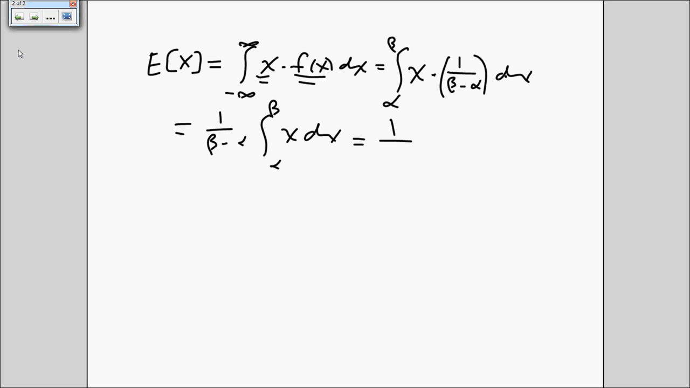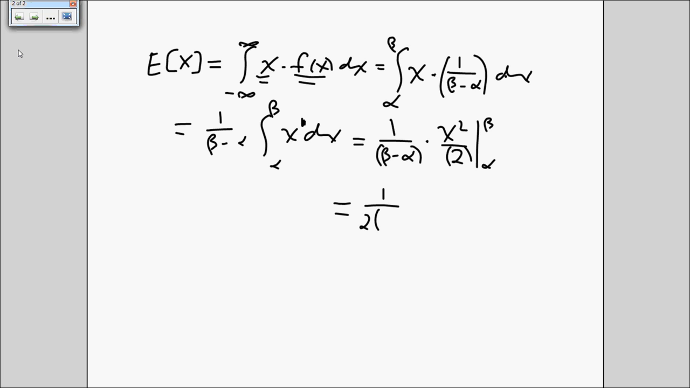The integral of x dx, that's simple. That's x squared over 2. The power is understood to be 1. Add 1 to the power when you integrate. Divide by that new power. And this is from alpha to beta. I'll multiply those two. I'll factor that out.